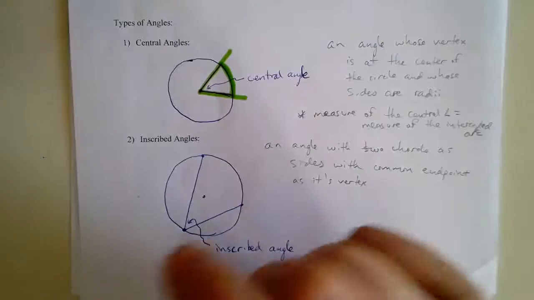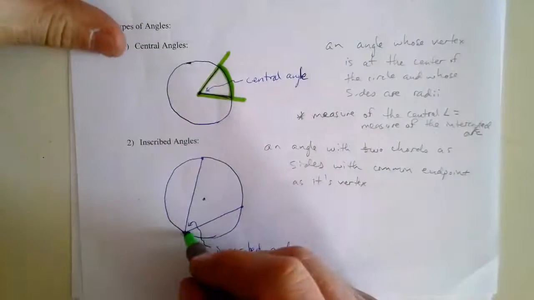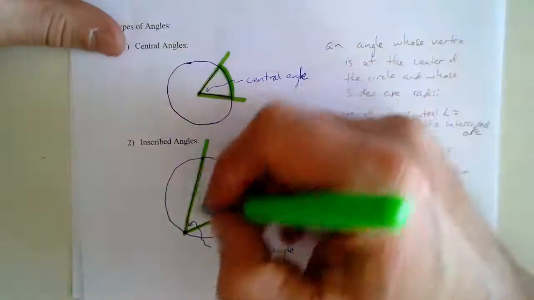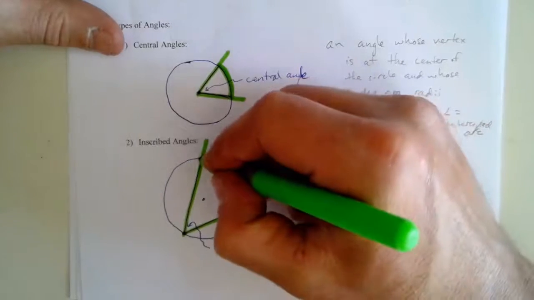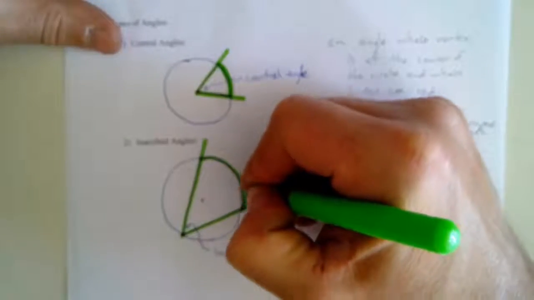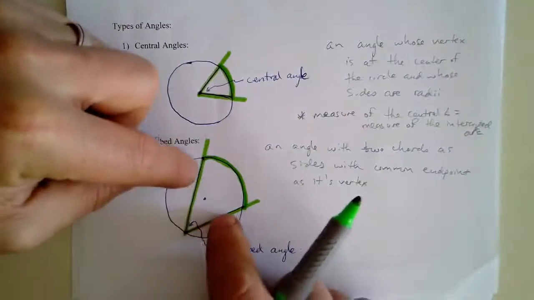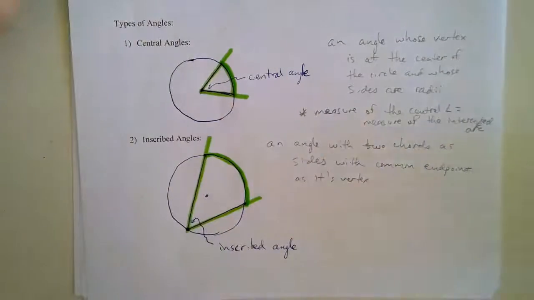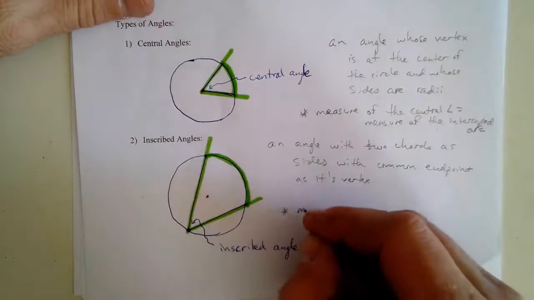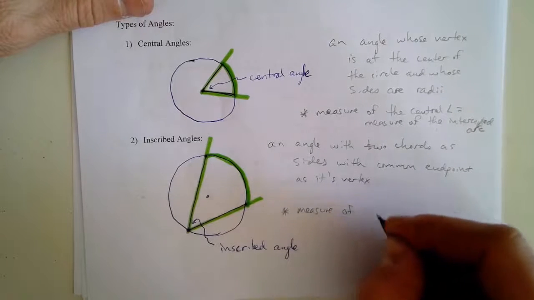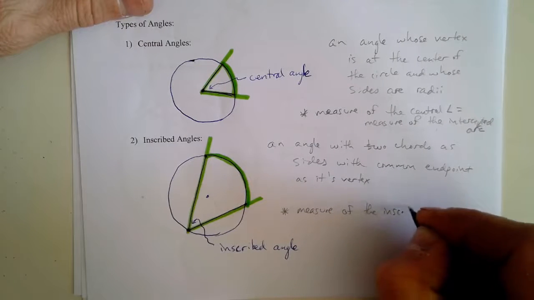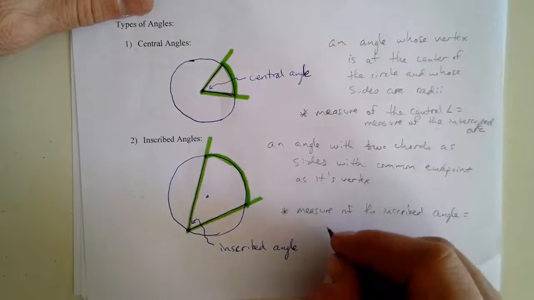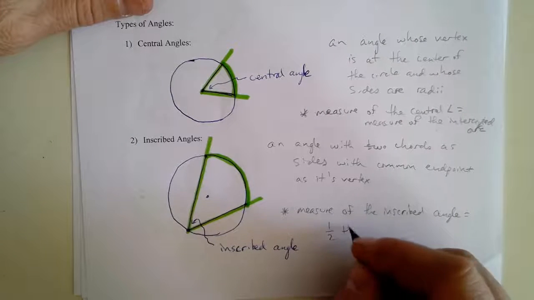If we take a look at our inscribed angle, you can see that the inscribed angle and the central angle were pretty much the same size, but the arc was a lot bigger. It makes sense that it's a lot bigger because the angle has a lot more time to grow and grow as it goes out there. So here's the relationship for those. The measure of the inscribed angle equals half the measure of the intercepted arc.